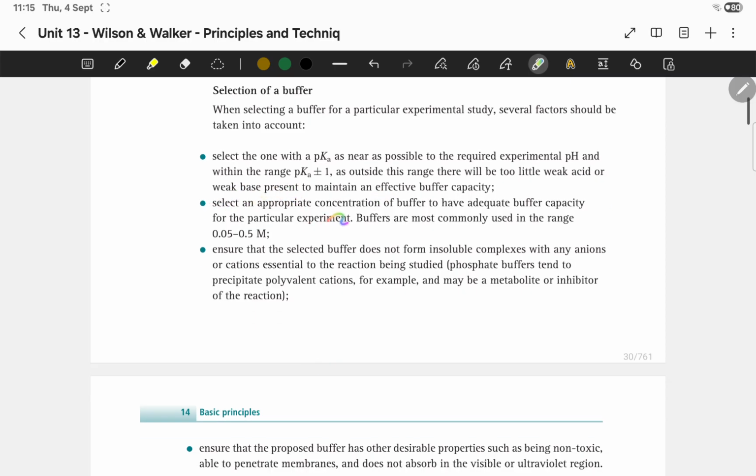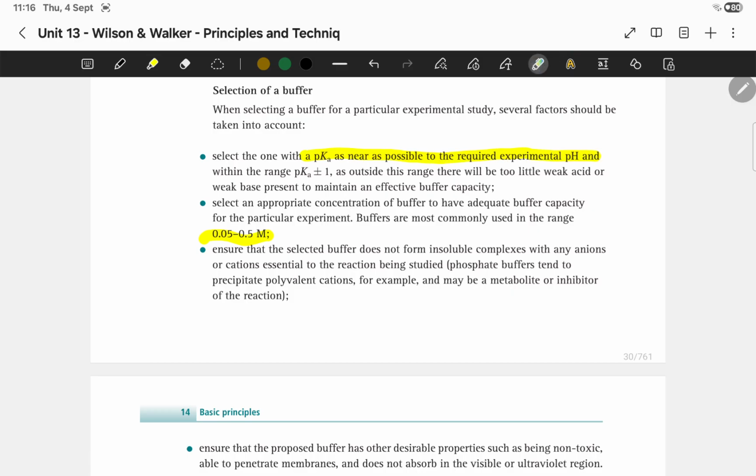Select an appropriate concentration of buffer. An appropriate concentration of buffer should be taken to have adequate buffer capacity for the particular experiment. Buffers are most commonly used in the range of 0.05 to 0.5 M.